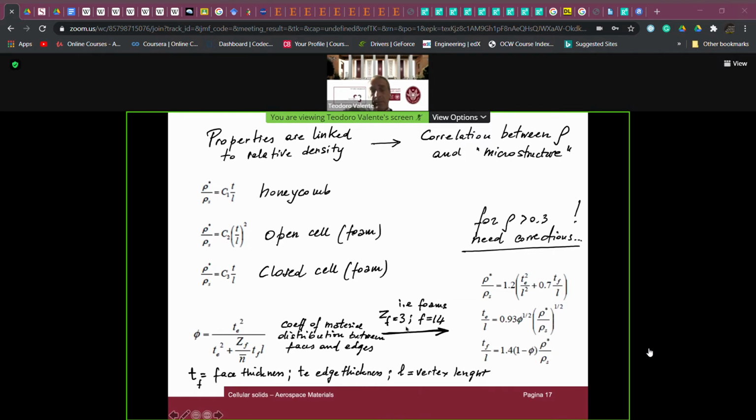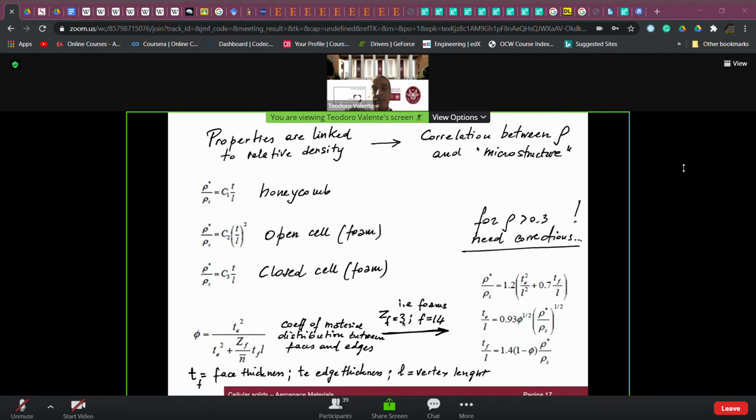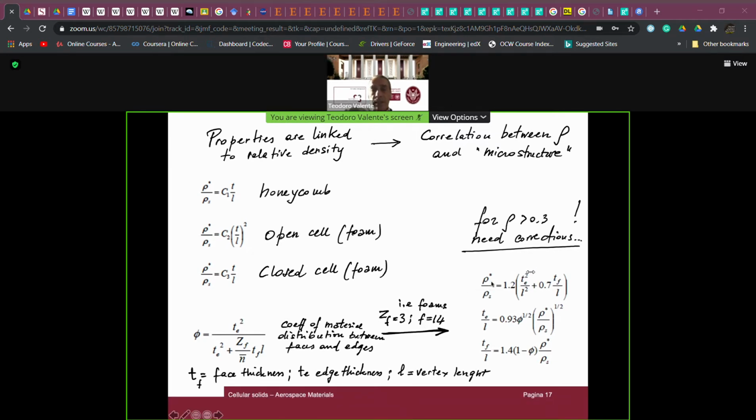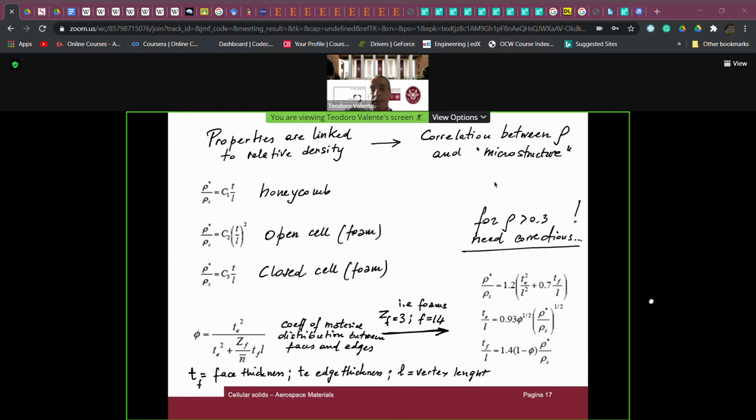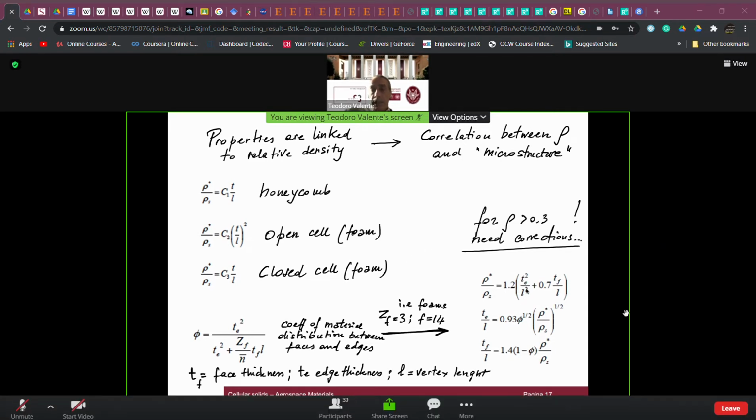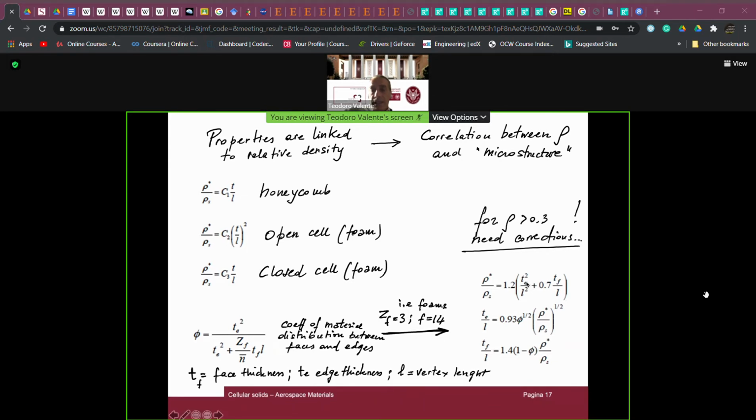For example, typically, again, but not exclusively, when we do have, as in most foam cases, ZF equal to 3 and F equal to 14 faces, the ratio between the mass density of the cellular solids and the mass density of the corresponding bulk can be written also in a more analytic way, like in this case, where we take into consideration the thickness TE of the edge, the thickness TF of the face, and the characteristic length of the unit cells.